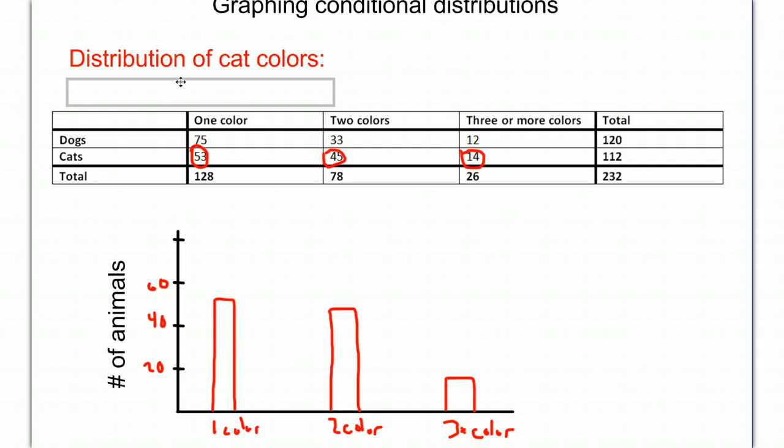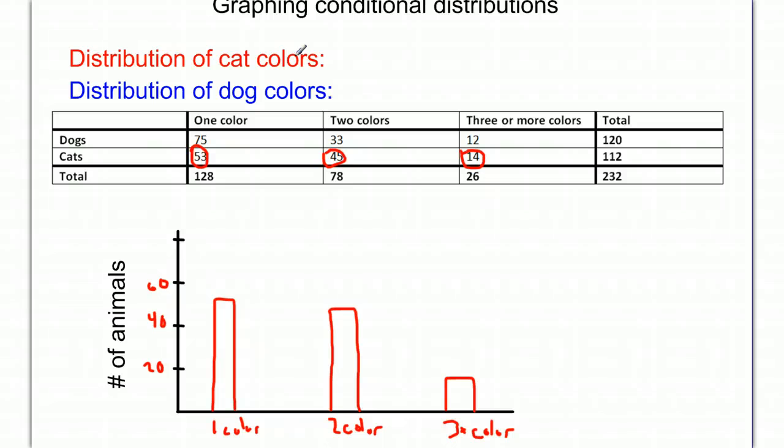Now if you want to do distribution of dogs and you did that in a different color, if you have only a pencil, you'd probably want to shade it differently or do something to make it clear which one is which. But you're going to look at your dog distribution here. 75 of one color, 33 of two colors, 12 of 3 or more colors. And since it's a bar graph, you're usually not going to have your bars touching, unlike you would in a histogram.